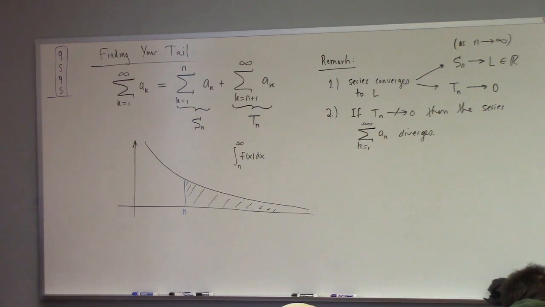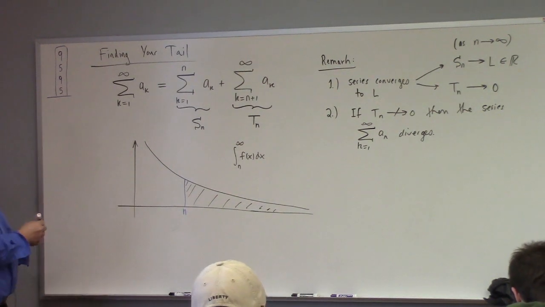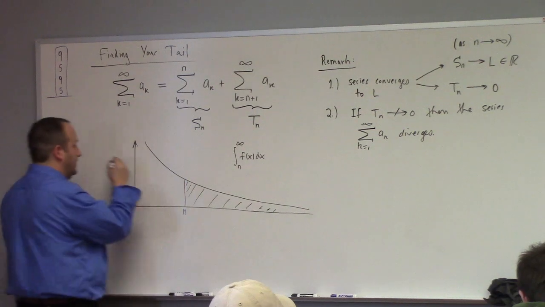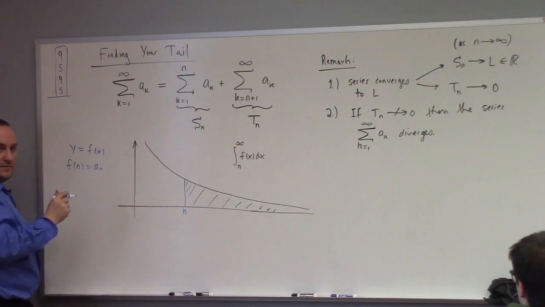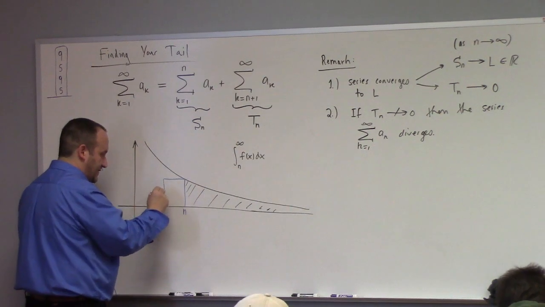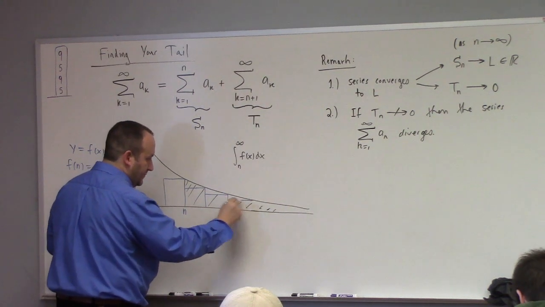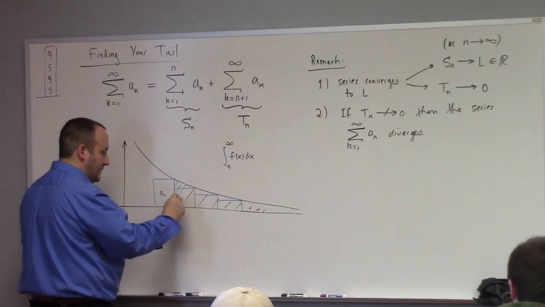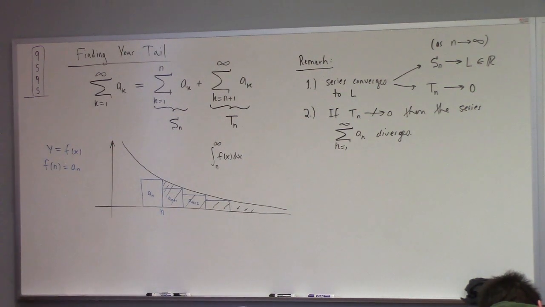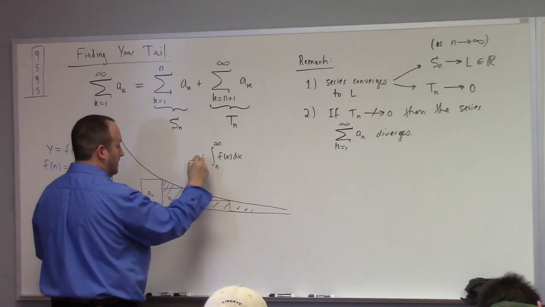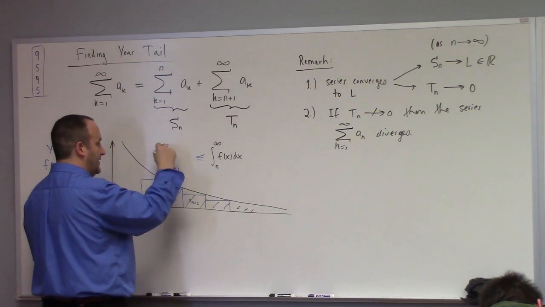That we could compare to a couple different things. One thing we could look at would be, again, y equals f of x, where f of n is equal to a sub n. So one thing I could look at would be these boxes that are below the improper integral. This would be a sub n plus 1, a sub n plus 2, and so forth. So that would give me that this is less than or equal to the sum k equals n plus 1 to infinity of a sub k.